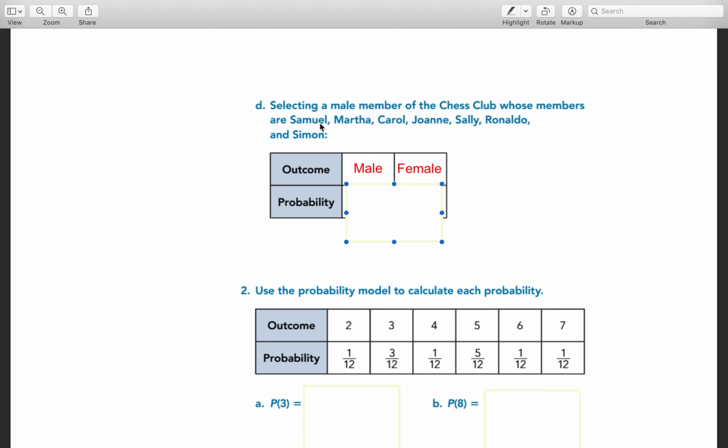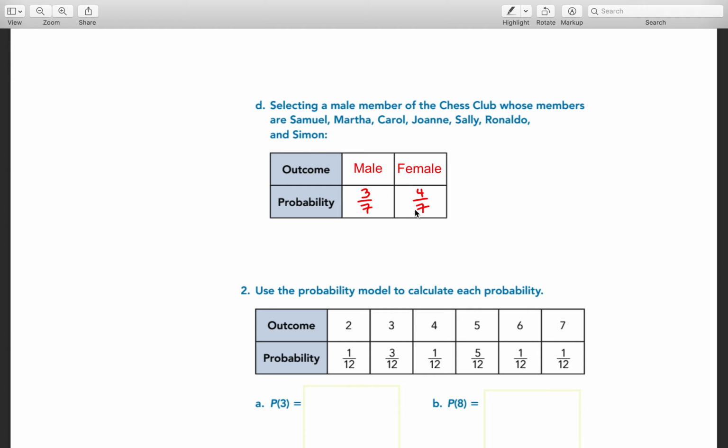We have Samuel for male, Ronaldo for male, and Simon for male. So we have 3 males over 7 possible. So it's going to be 3 over 7. For female, we have Martha, Carol, Joanne, and Sally. So there's 4 over 7.